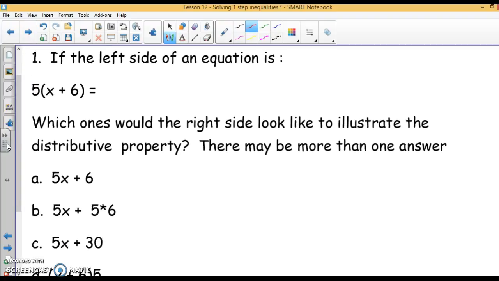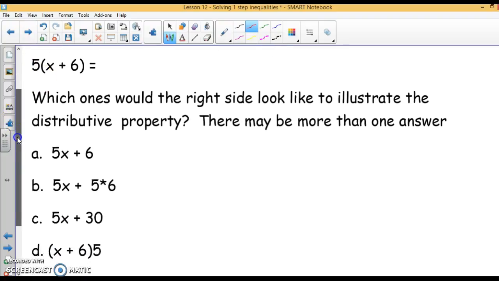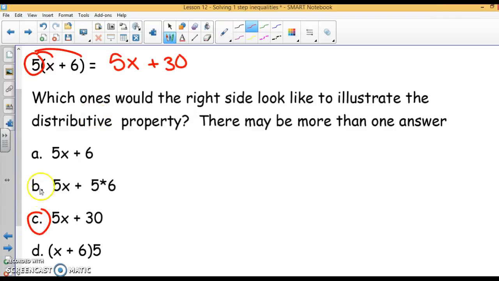Pause your video and do this one. All right, which one would illustrate the distributive property? There may be more than one answer. Well, if I distribute, 5 times x is 5x, positive 5 times positive 6 is positive 30. So that's one of them. Well, isn't this the same thing, 5 times x plus 5 times 6? So B. This one is order, so that's commutative, and this is not.